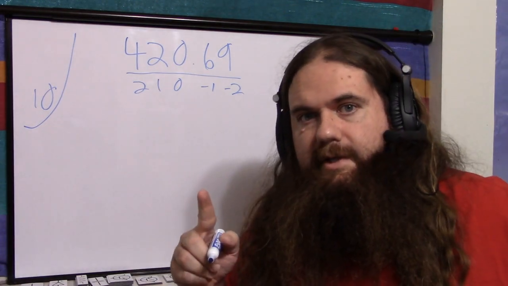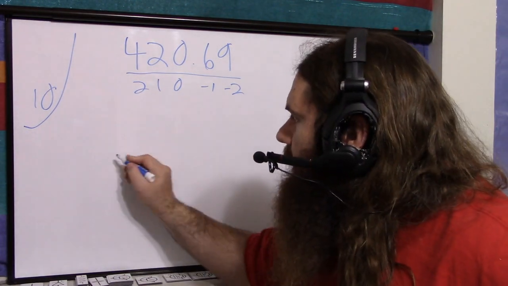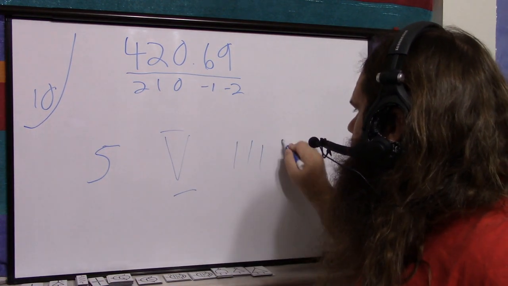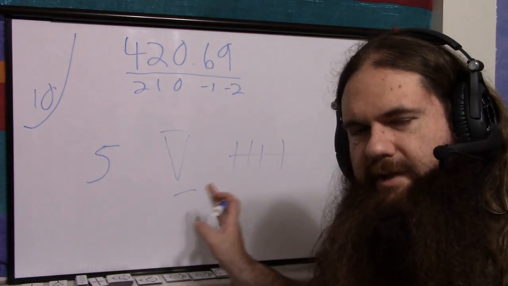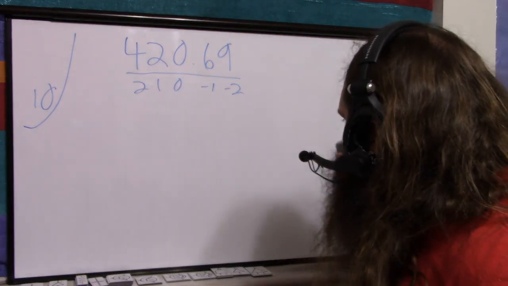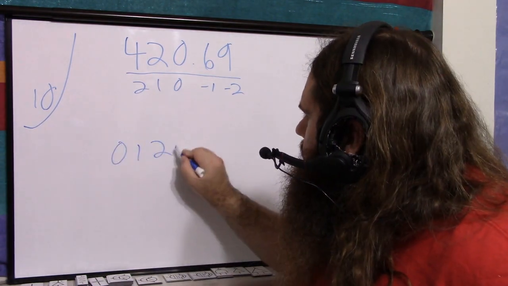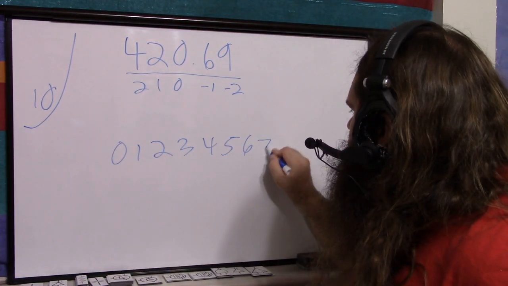Remember that a number is an abstract concept. If we have 5, we can write 5 this way, we can write 5 this way, we can write 5 this way. This is all the same thing, it's just how we write it. So the base is how many digits? So we write 0 through 9. These are our digits. 0, 1, 2, 3, 4, 5, 6, 7, 8, 9.